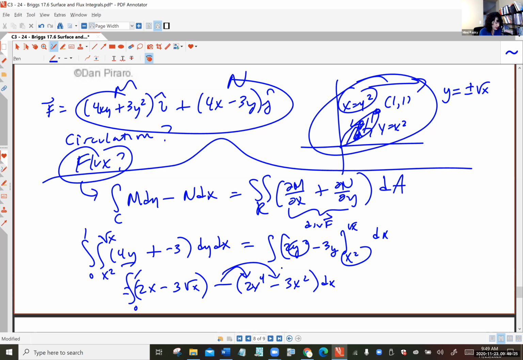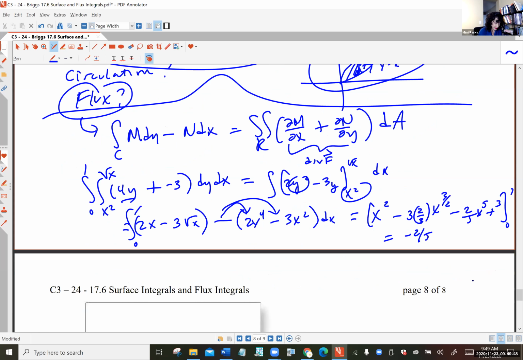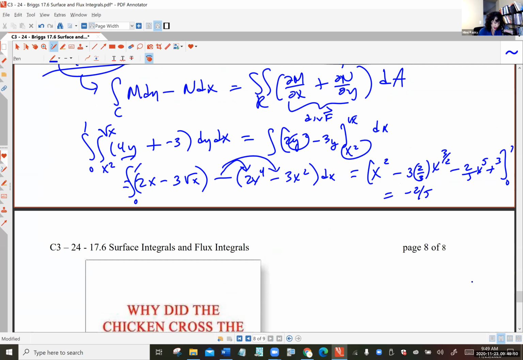It's kind of hard to say, but when you integrate this, I got x squared minus 3 times 2/3 x to the 3/2 minus 2/5 x to the 5th plus, because you got a minus there, x cubed, and evaluate between 0 and 1, and I got for the flux -2/5. Fine. Okay, so that's the flux.